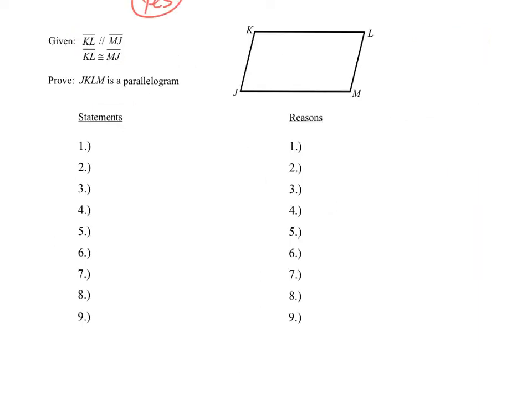So we're going to now end these notes with a proof. We're going to prove one of those conditions that guarantees when a quadrilateral is a parallelogram. So given this quadrilateral JKLM, we're going to assume that KL and JM are parallel. So let's go ahead and mark that since we're assuming it to be true, okay?